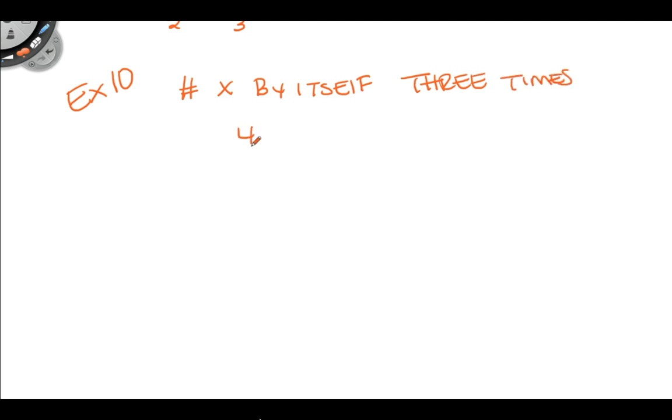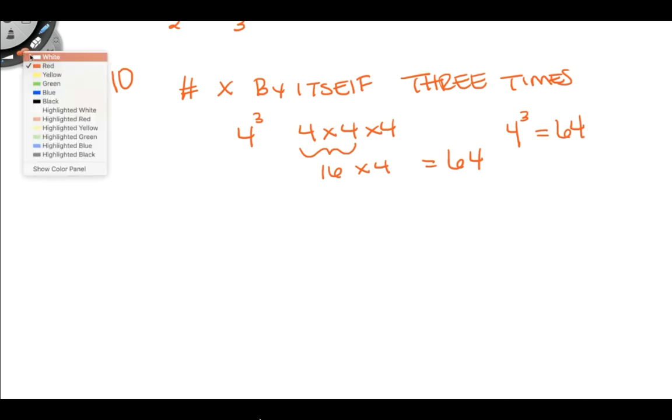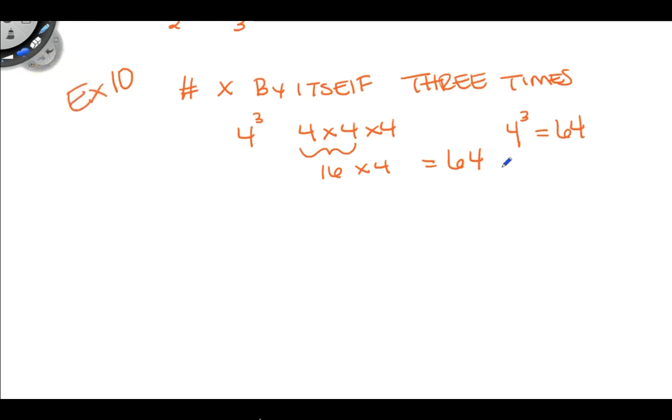So, for instance, 4 to the third power is 4 times 4 times 4. And then 4 times 4 gives me 16. 16 times 4 gives me 64. So if I say 4 to the third power, I would say equals 64. Or, if I say the cube root of 64, it is 4.